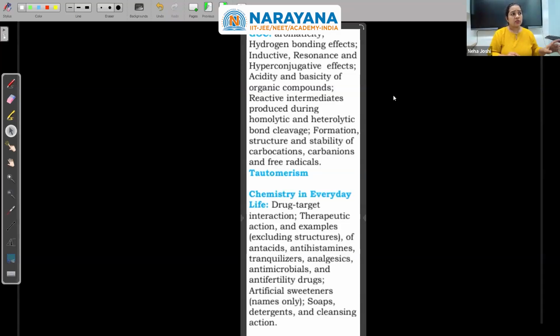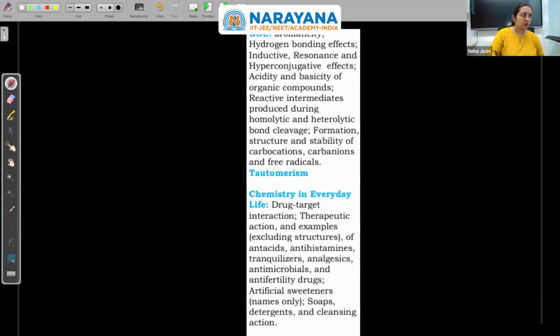Hyperconjugation effect, acidity, basicity of organic compounds, which itself is a very vast topic, right? Reaction intermediates. So we have to decide how much we can do in today's class and what all we'll be able to complete when. So today we'll complete aromaticity, resonance, inductive, hyperconjugation effects, okay? And just electrophile nucleophile introduction.